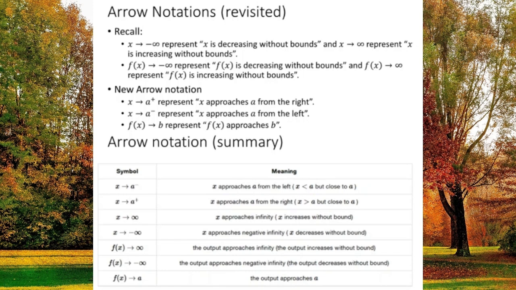When we introduced polynomials near the beginning of this unit, we introduced arrow notation to help us describe the end behavior of the polynomial functions. Whenever x approached negative infinity, that represented x decreasing without bounds. Whenever x approached infinity, that represents x increasing without bounds.